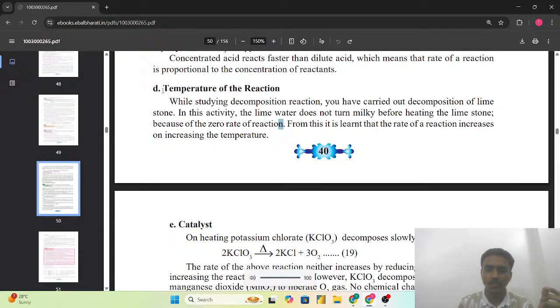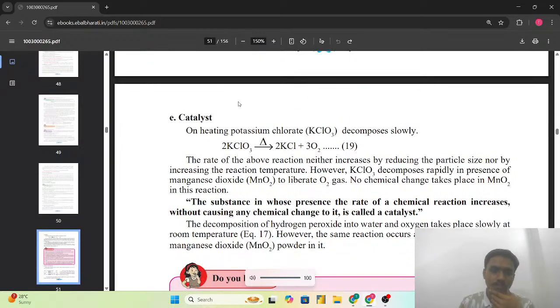So here the temperature of the reaction also plays an important role in the rate of a particular chemical reaction. Next, that is the catalyst. On heating, potassium chlorate KClO3 decomposes slowly. So KClO3, when provided with heat, leads to the formation of KCl, and oxygen gas is released.